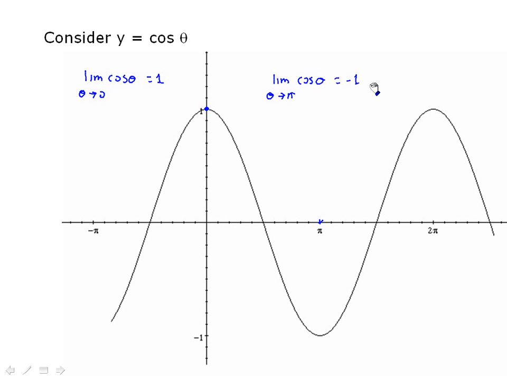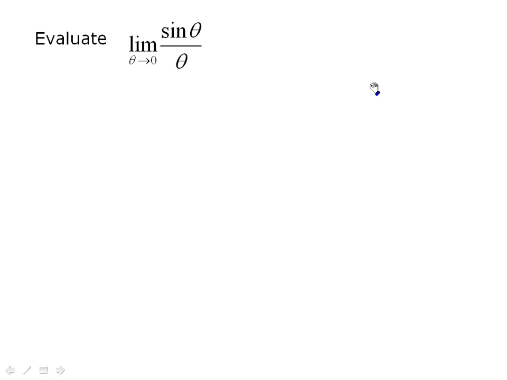Where things get a little bit more complicated is where we add something to the mix, and we unfortunately have to do so. So if you're given this one, the limit as theta approaches 0 of sine theta over theta. Now if you were to substitute 0 in for theta, you would get sine of 0 over 0, that's 0 over 0, which isn't going to work for you.